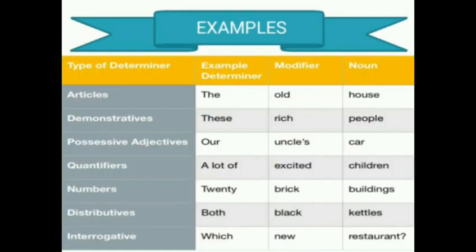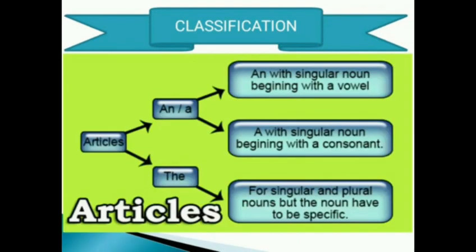Now here's a table of examples. It is divided into 3 different forms, whereas the types are also given: the type, example, determiner, modifier, noun. So you have to go through the table twice, thrice and revise it. Got it? So now let's start with the very first type, that is exactly articles.